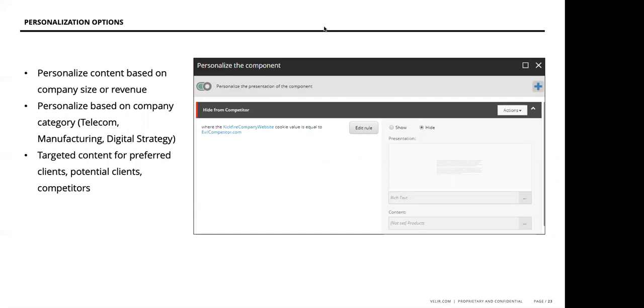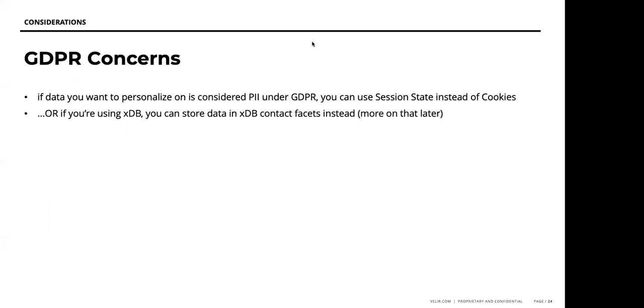So we could also personalize content based on the company category. If the category returns as telecom, manufacturing, digital strategy, you can show specific content. You could personalize content based on size or revenue. And you can also target content based on specific users, such as using the company name or website, like I just discussed previously, for preferred clients, potential clients, partners, or competitors.